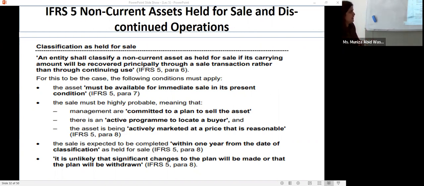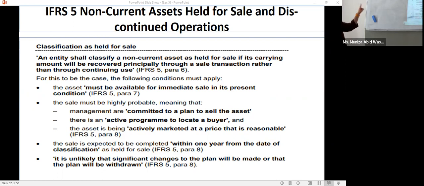Then the sale is expected to be completed within 1 year from the date of the classification as held for sale. If in the exam situation they are telling you that there is an expectation that after 2 years the asset will be sold, then it will not be classified as held for sale, since the sale must be completed within 1 year from the date of the classification. And the last one, it is unlikely that significant changes to the plan will be made or that the plan will be withdrawn. So basically 4 conditions have to be met in order to classify a certain asset as a held for sale asset.